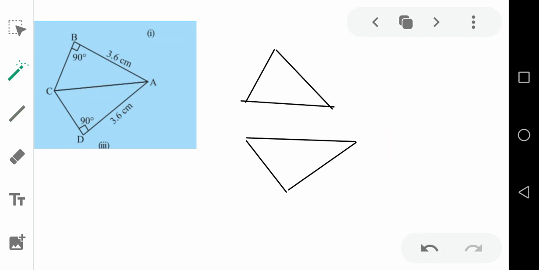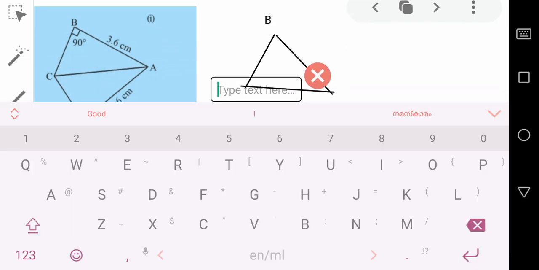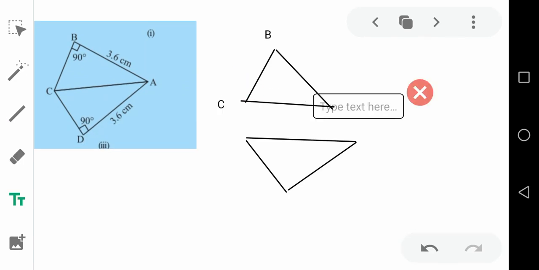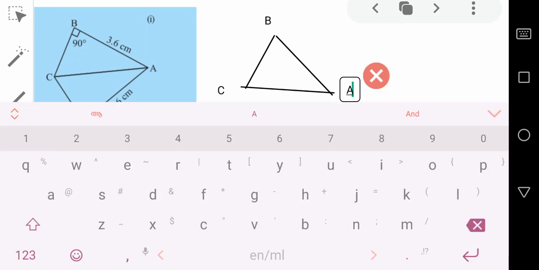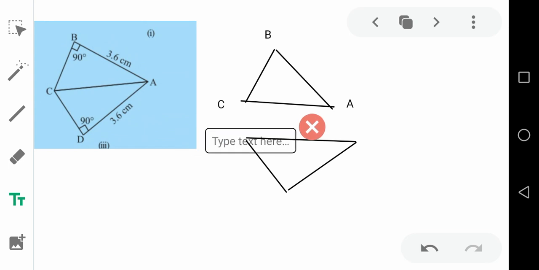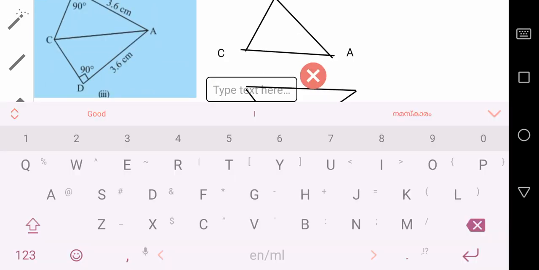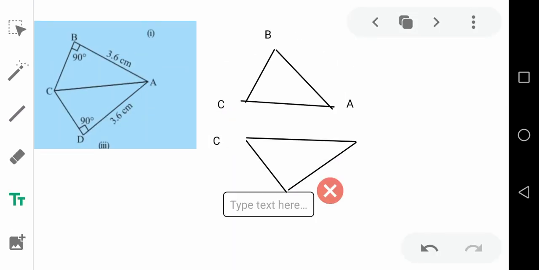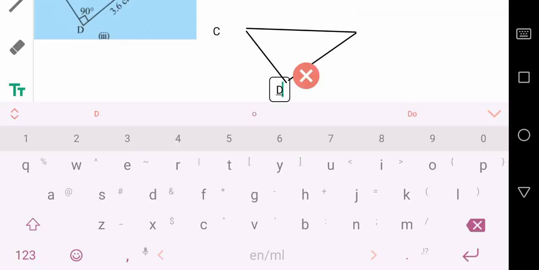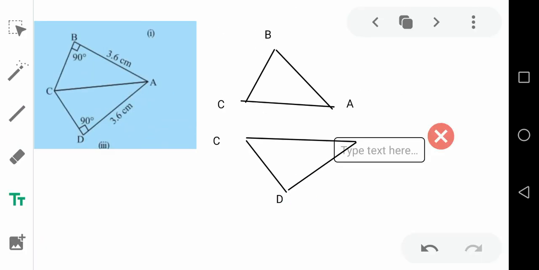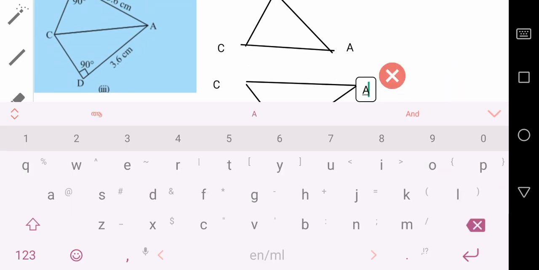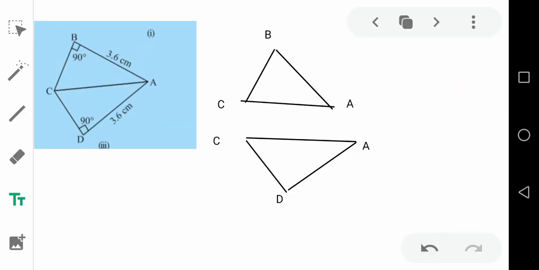Okay, now I am going to name it. What is this? It is B, right? Then what is here? It is C. Then what is here? It is A. Now coming to the below triangle, that one we will name C. Here it is D, and here it is A. Okay, so we name those two triangles.